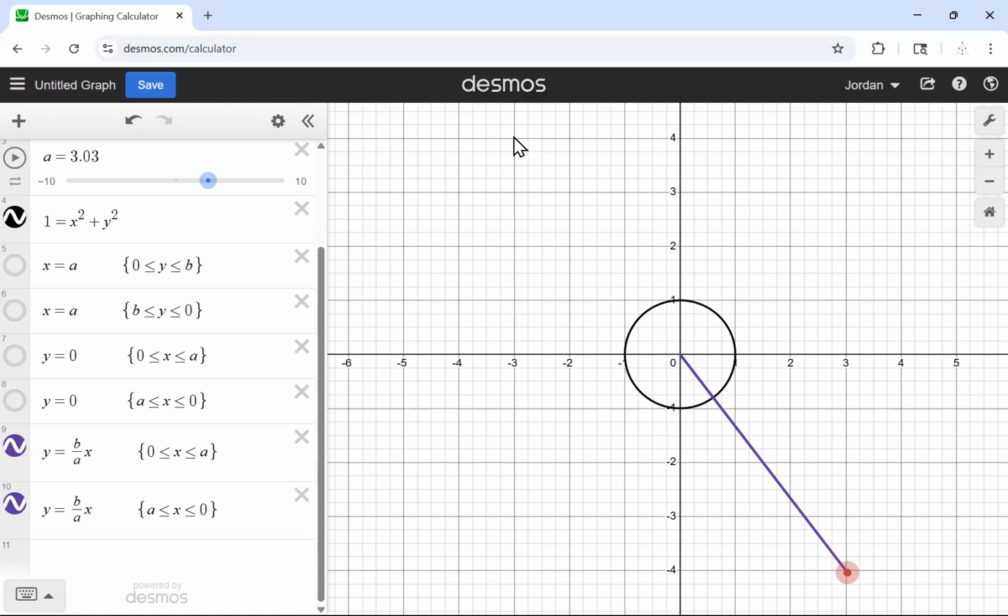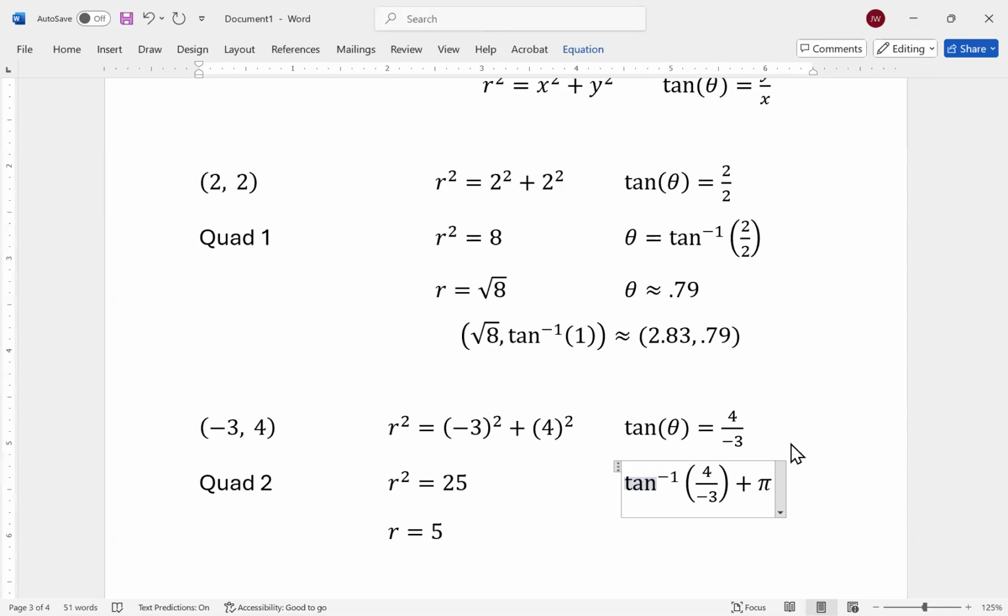There are 2 ways to do that. One is just to add pi. If you add pi to that, then we get a 180-degree turn, and we can use a positive r. The other way is to utilize a negative r that would go in the other direction. I tend to add pi so that I can keep the positive r value. So hopefully that makes sense. In order to get into quadrant 2, we need to add pi to our inverse tangent.